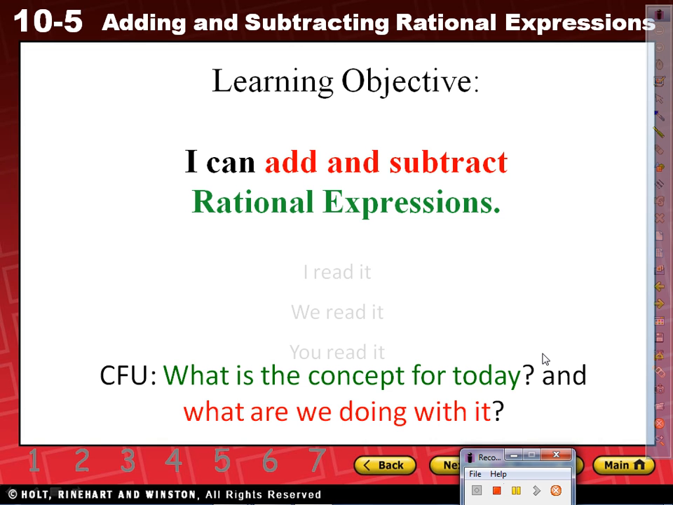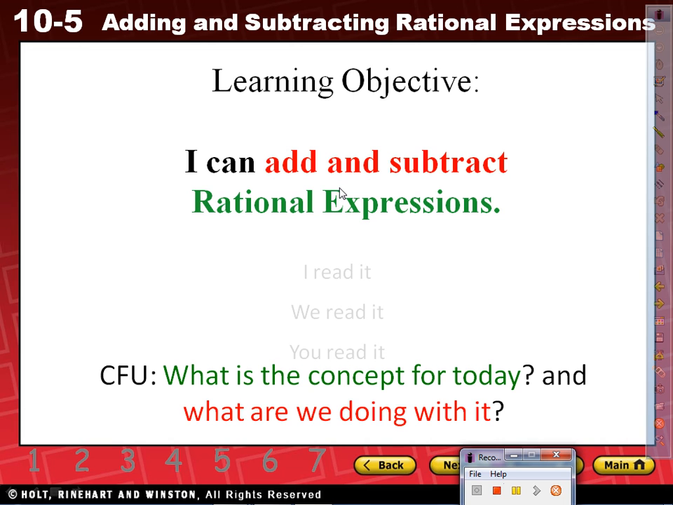Here we go. Our objective for today: I can add and subtract rational expressions. Read together, 1, 2, 3. I can add and subtract rational expressions. We don't need a Frayer model since we already know that we're still in the same chapter on rational expressions.